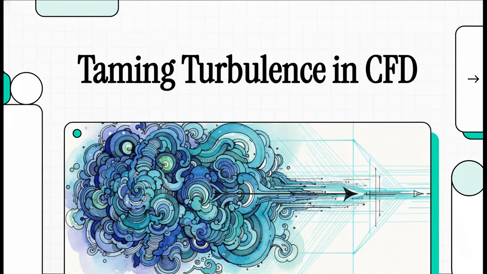Welcome to The Explainer. Today, we are diving headfirst into something that is beautiful, chaotic, and almost impossible to predict. We're talking about turbulence. And we're going to explore how engineers try to tame this wild force in the world of computational fluid dynamics.